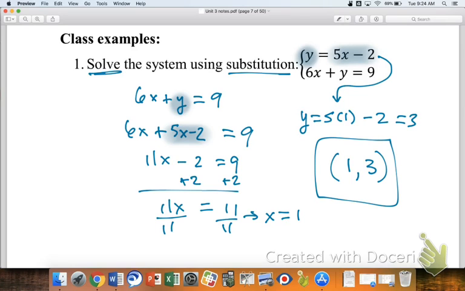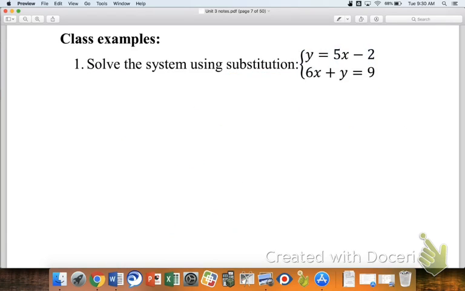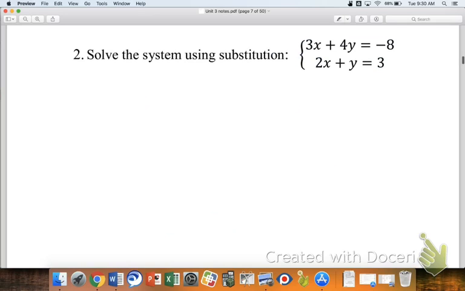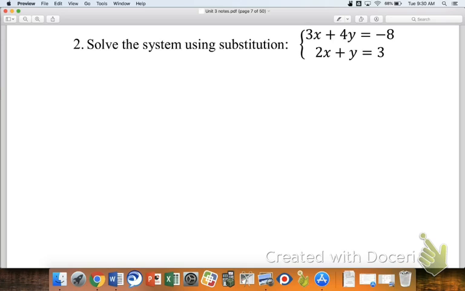Let's do number 2. Okay, so if you guys would look at number 2 with me. Oh, it's lagging, isn't it? Look at number 2. You can see it, I can see it, but the screen is lagging. If you don't have your notes, then just peek with somebody else. Oh, there it is. Example number 2 says, solve the system using substitution.